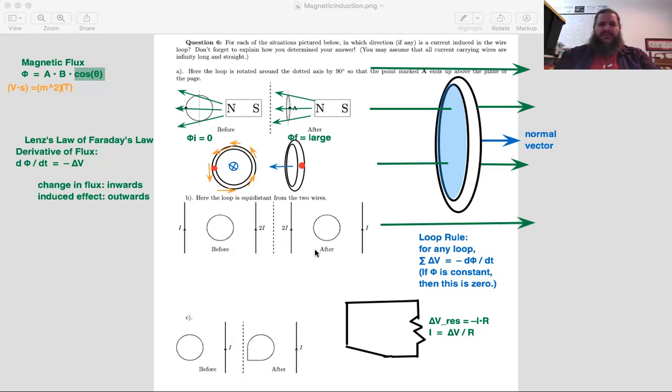From before to after, it's the magnetic field. Yeah, and yes, because we're adjusting the amount of current in each wire. We're going from weak current in the left wire and strong current in the right wire to strong current in the left wire and weak current in the right wire. So that does change the magnetic field in this in-between region.